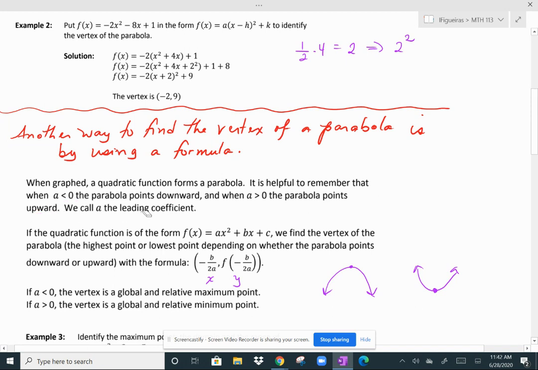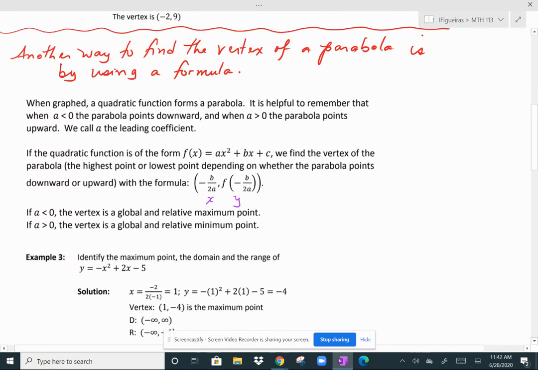Okay, so let's find the vertex by using this formula. So here the question is identifying the maximum point as well as the domain and the range of negative x squared plus 2x minus 5. So this is a downward facing parabola. That's how I know it's going to be a maximum. Your vertex will be a maximum. So you're basically being asked to find the vertex.